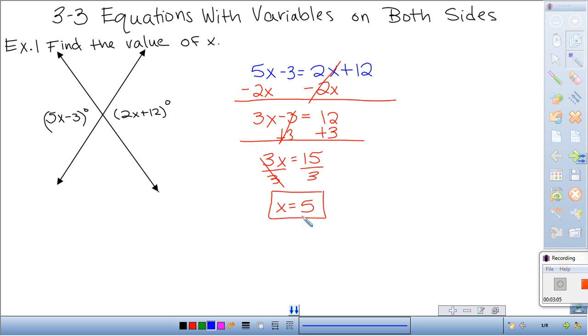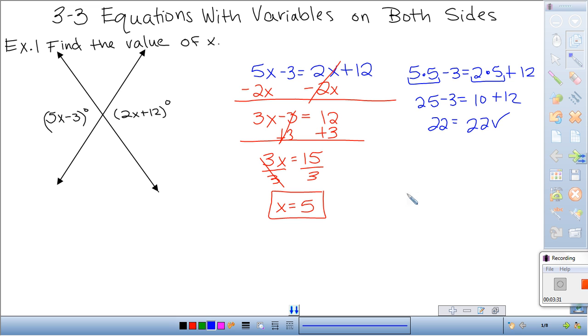Hopefully you remember that every time we solve, we can check to make sure our answer is correct by plugging in our answer for our variable. So we have 5 times 5 minus 3 equals 2 times 5 plus 12. Now on each side, we just need to follow PEMDAS. So 5 times 5 is 25 minus 3 equals 2 times 5 is 10 plus 12. 25 minus 3 is 22. 10 plus 12 is 22, and 22 does, in fact, equal 22. Therefore, we know that 5 is the number that will make the left side equal the right side.